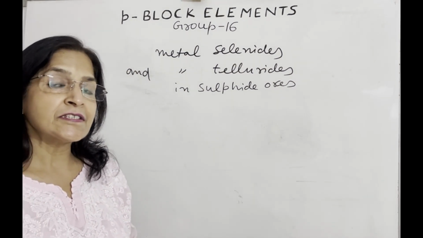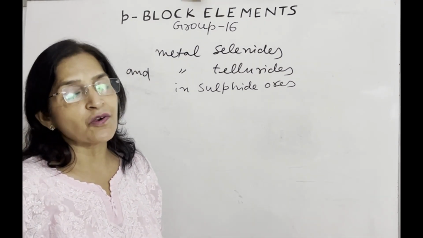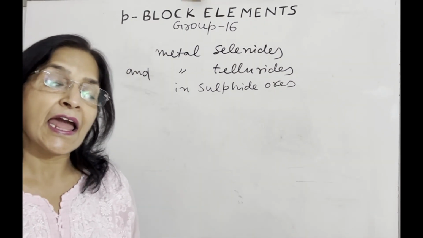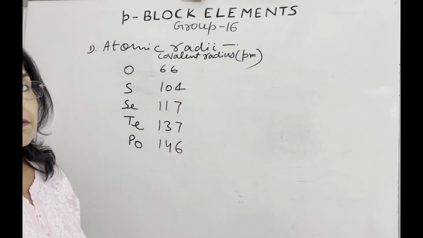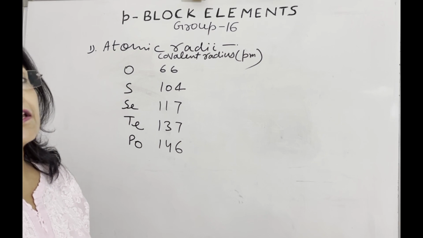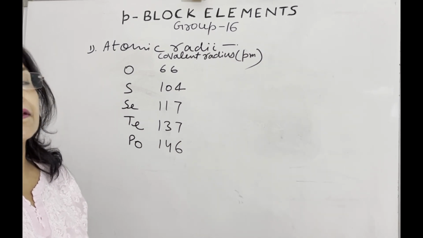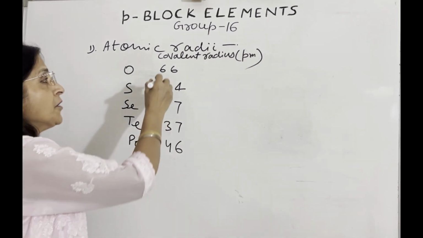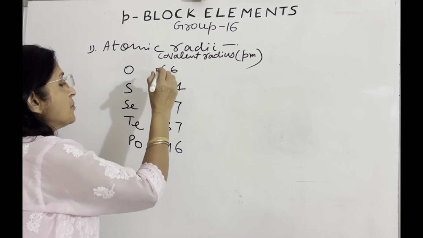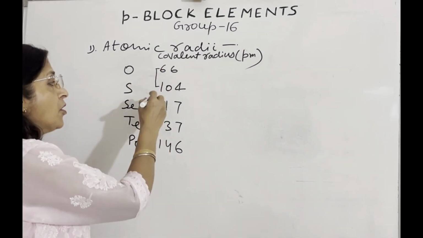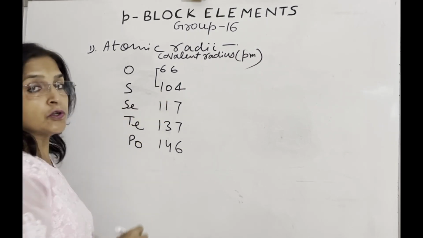Now we will discuss trends in physical properties of these elements. First we will discuss atomic radii. As we move down the group, covalent radius increases because as we move from one element to another, one extra energy shell is added. And the difference in the covalent radii of oxygen and sulfur is much larger in comparison to that as we move from sulfur to polonium.